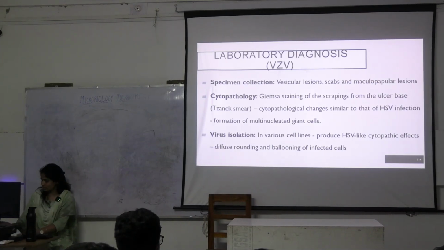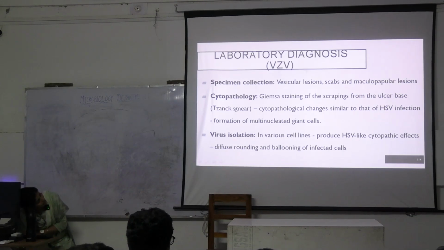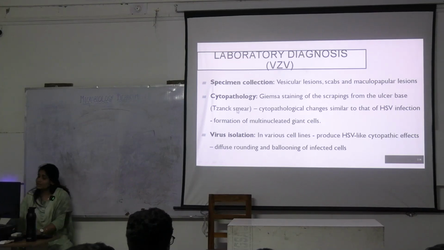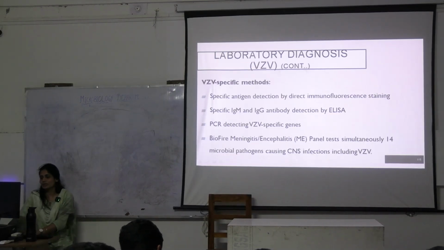How do you perform laboratory diagnosis? You will take a sample from the vesicular lesion's base. You will perform Giemsa staining. You will see the Tzanck smear. And same as herpes simplex virus 1 and 2, you will see this. In virus isolation, you will see cytopathic effects such as diffuse rounding and ballooning of infected cells.